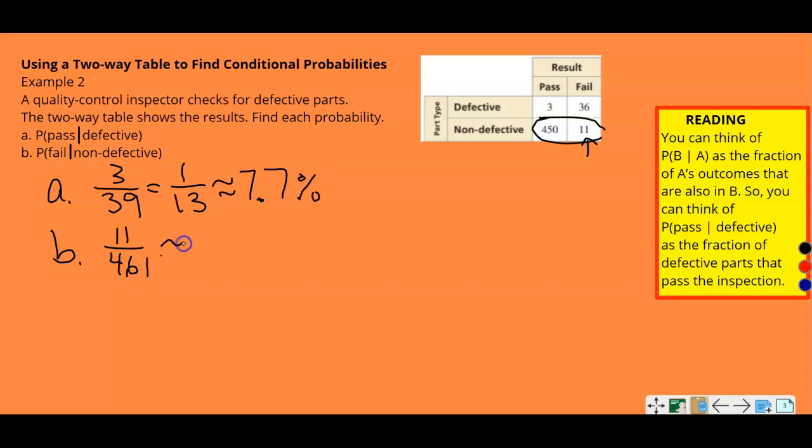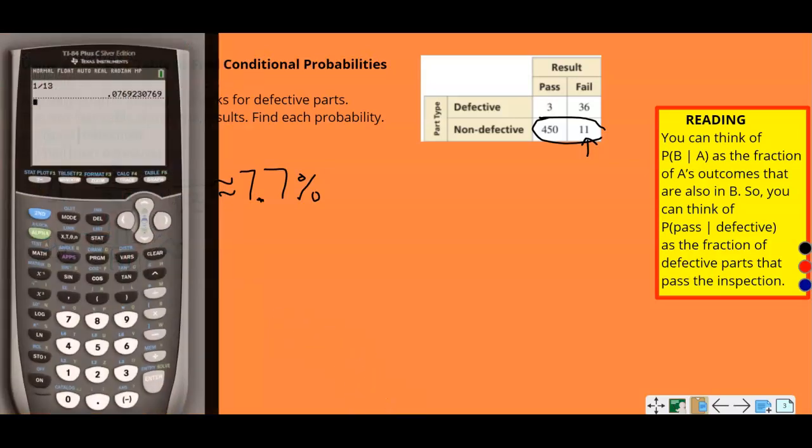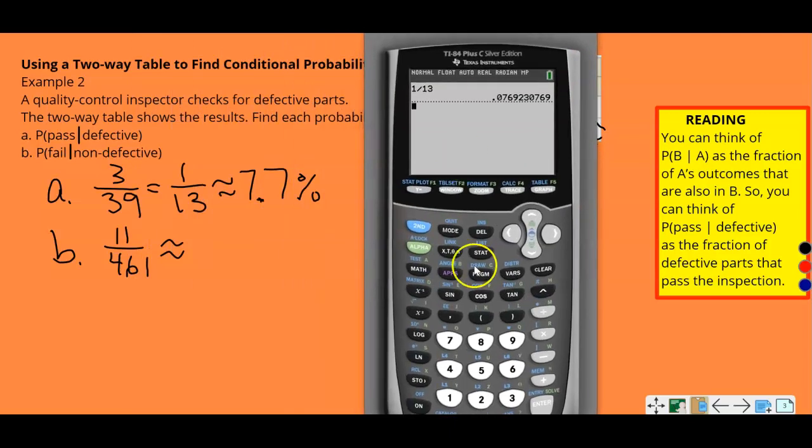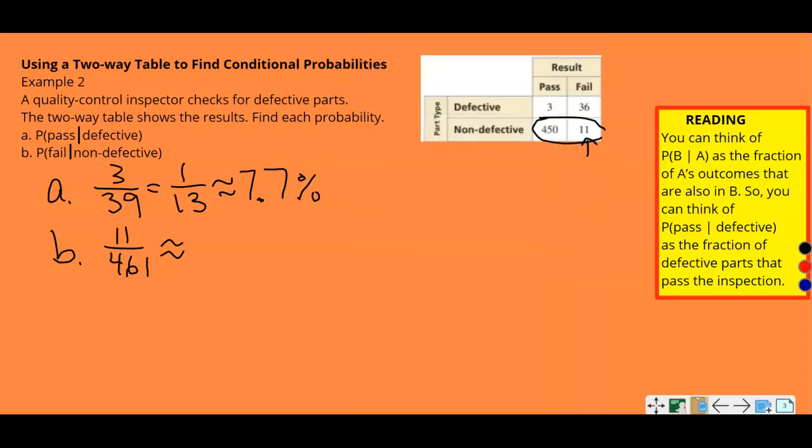And I don't know if that reduces or not, but we're just going to put it in the calculator and see what kind of percent that gives us. So let's see here. We're going to have 11 divided by 461. And that's going to be about 2.4%. That's going to round to 2.4. So that's going to be about 2.4%.